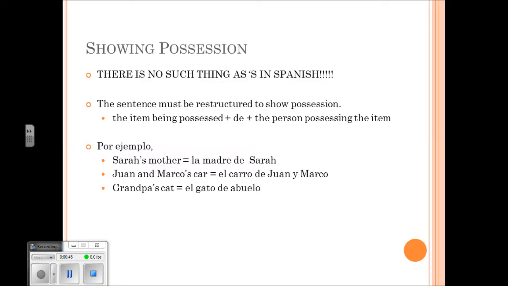Same thing with Juan and Marco's car. We have el carro de Juan y Marco. No apostrophe S. And then finally, Grandpa's cat becomes el gato de abuelo, which is the cat of Grandpa, or Grandpa's cat. All right.